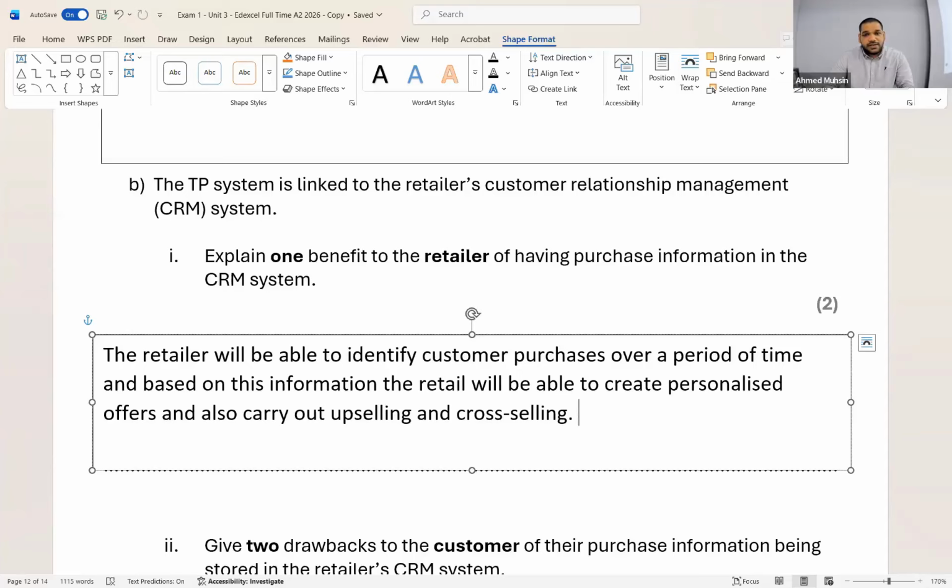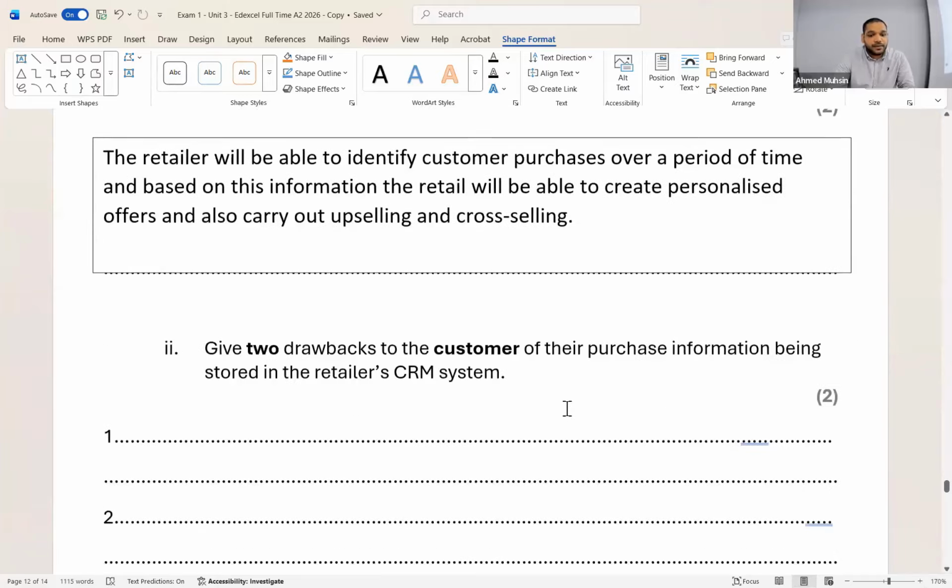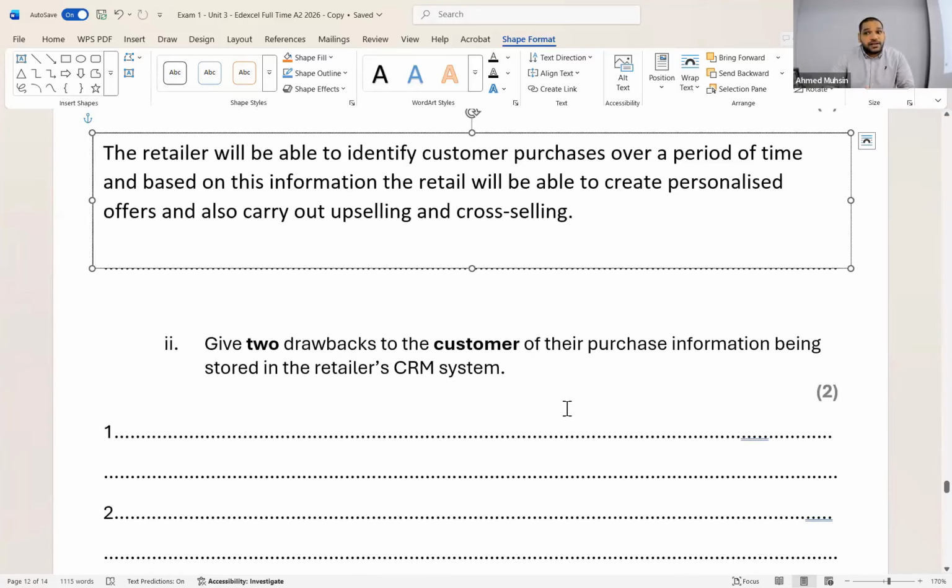What is a drawback to the customer of having their purchase information being stored in the retailer CRM system? The information can be easily misused, which happens in many organizations. Another problem can be what? Vulnerable data can be sold. So that's what he said, no? Data can be misused. Vulnerable to cyber attacks. Can be used to blackmail customers. You can pretend to know what they purchased and blackmail them. Anything else? Spam, right? That's the most annoying part, right?